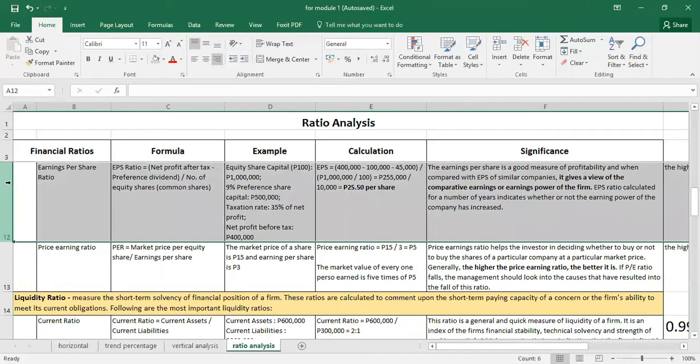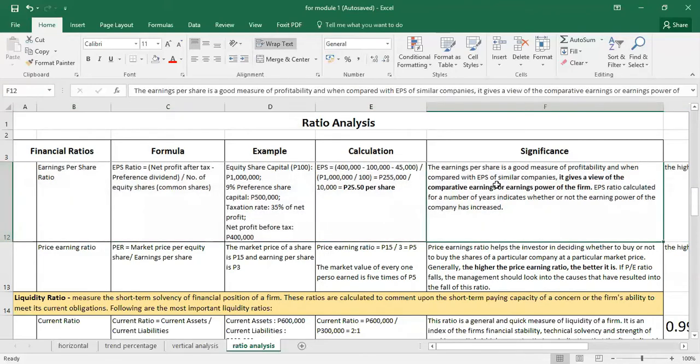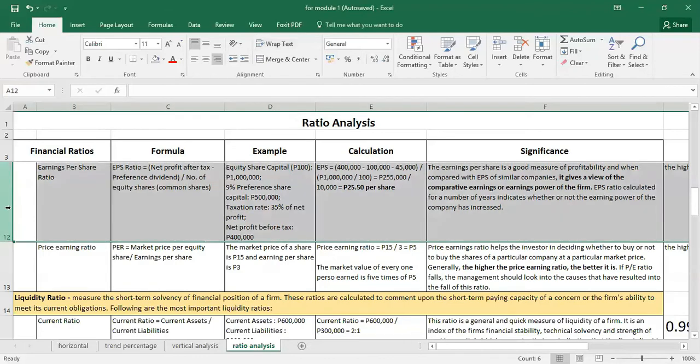Earnings per share. To compute for earnings per share, net profit after tax minus the preference dividend divided by the number of equity shares or the number of common shares na meron sa isang company. So, the earnings per share or EPS is a good measure of profitability, and when compared with EPS of similar companies, it gives a view of the comparative earnings or earnings power of the firm. EPS ratio is calculated for the number of years, indicates whether or not the earning power of the firm has increased.